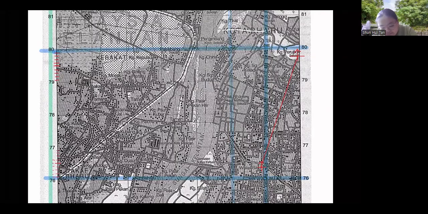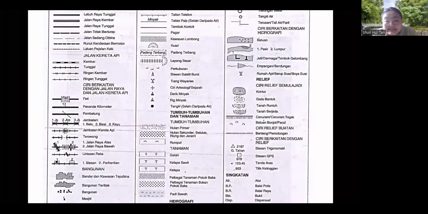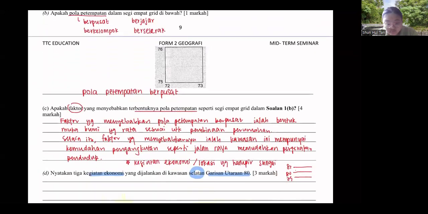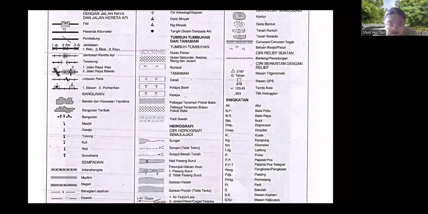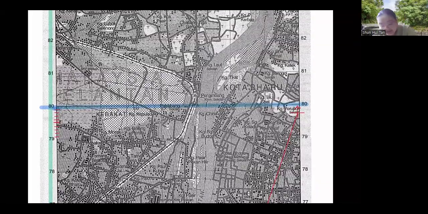So look at it, 80 is here. I erase the previous one, yeah. 80 is here. And then they say what? Selatan. The south of Garisan Utara. So look at this line. This is a horizontal line. If you go up, we say it is Utara. Down is Selatan. Means they are asking you the whole area here.